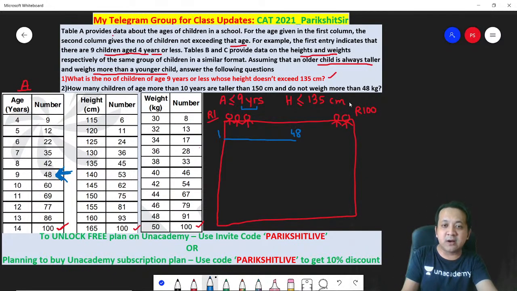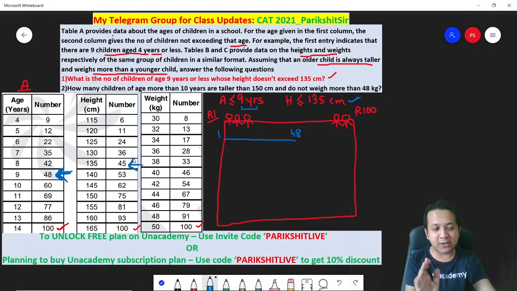Next, 135 centimeter. Height is less than equal to 135 centimeter. How many children have height less than equal to 135 centimeter? 45 children, right? So when I say 45, let's say roll number 1 to roll number 45. Correct? Now have a look.